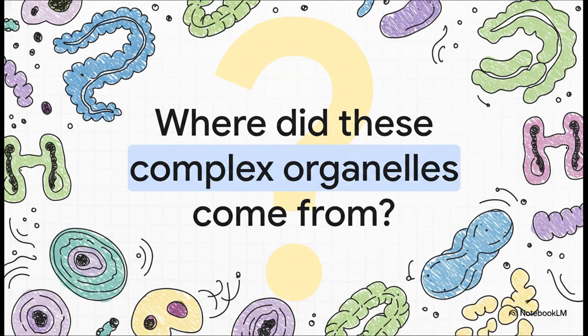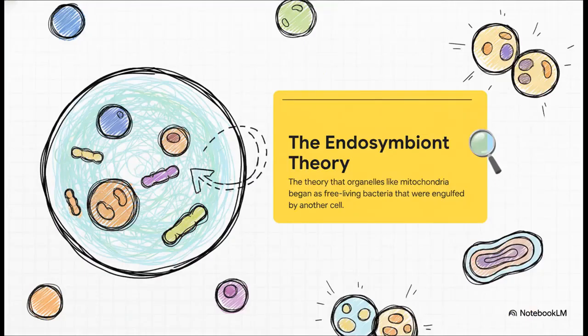How in the world did our ancient ancestors, those very first complex cells, get such intricate, complicated machinery on the inside? Well, the leading explanation is a theory that sounds like science fiction. It's called the endosymbiont theory. And it basically says that billions of years ago, some big ancestral cell engulfed a smaller bacterium, but instead of digesting it, it just kept it. They formed a partnership, a symbiosis, a cell living inside another cell.